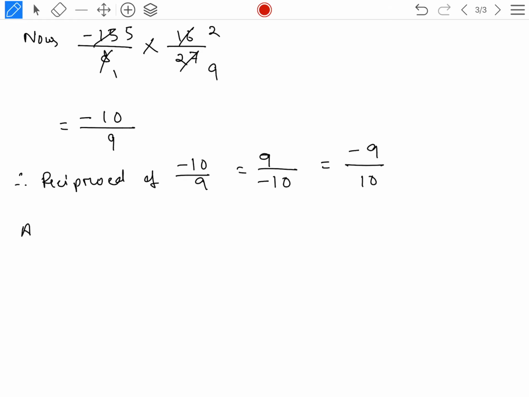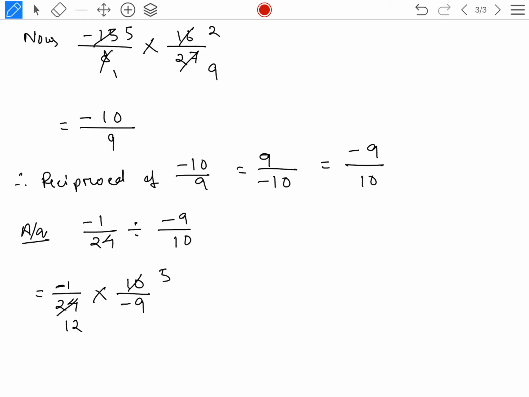So first sum, how much you have got? Minus 1 by 24, yes or no? So according to the question, what we need to do? Minus 1 by 24 divided by minus 9 by 10. So this is our question: divide the sum of those two numbers by the reciprocal of this number. Now second step, in division, while we are converting the division into multiplication, then we write the reciprocal, yes or no? Understood? So see, 2 12s are 24, 2 5s are 10.